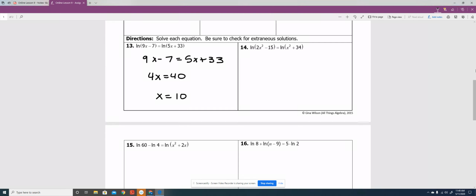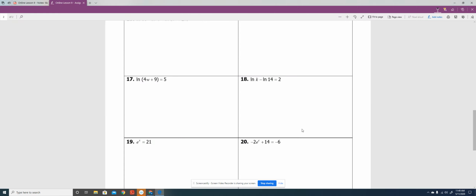And if I plug 10 back into either log, I'll still have a positive number. So 10 is a possible solution. All right, let's look at another one that's probably more challenging. Let's look at some more where a log is equal to a constant.